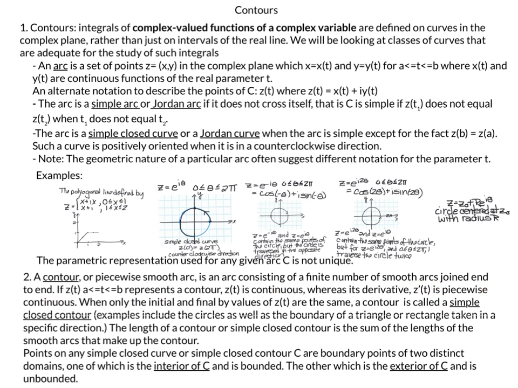And when only the initial and final values of z or t are the same, the contour is called a simple closed contour. Examples were the circle or the boundaries of a triangle. Then we also talked about the interior of a contour and the exterior of a contour, and we showed examples of that.